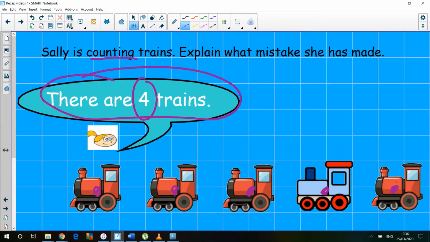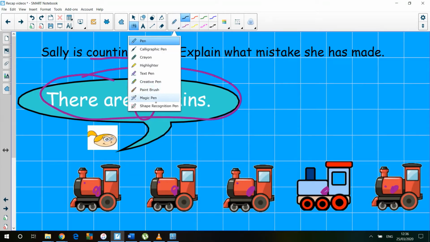What mistake has Sally made? I know there's 5 trains in total. What mistake could she have made? Well, how many red trains are there? That's right. 1, 2, 3, 4. I think Sally has only counted the red trains. So I might write that up and show that Sally has only counted the red trains.